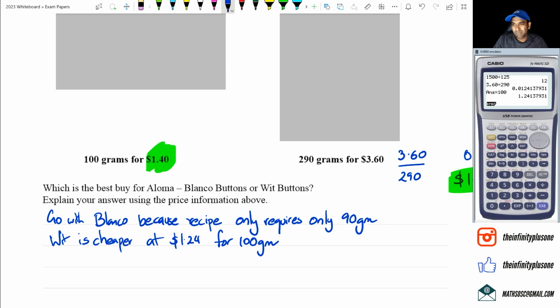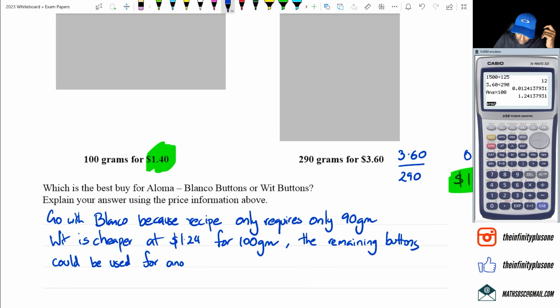But of course, you're going to get that extra 200 grams there for you. So you might make a statement along the lines of: cheaper at 124, and the remaining could be used for another recipe. The remaining buttons could be used for another recipe. It's a very interesting answer in the schedule, which actually says buying more buttons for further consumption.